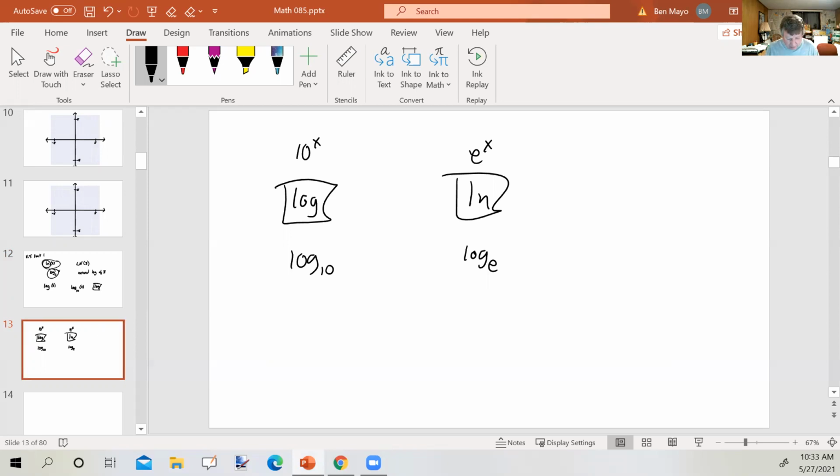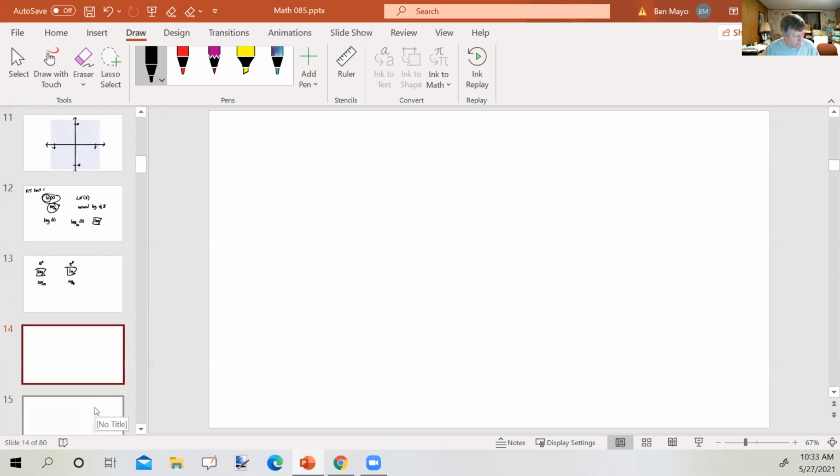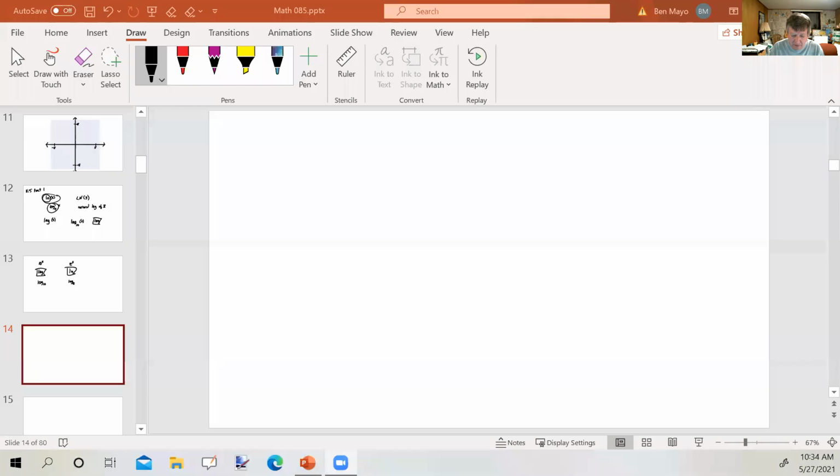Okay, moving on from there, we're now going to go to section 11.6. Give me a second here to set things up. I want to make sure I've got the right screen accessed. Okay, so this is 11.6.